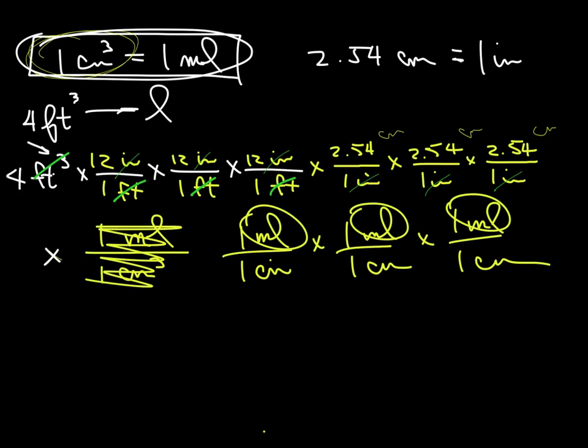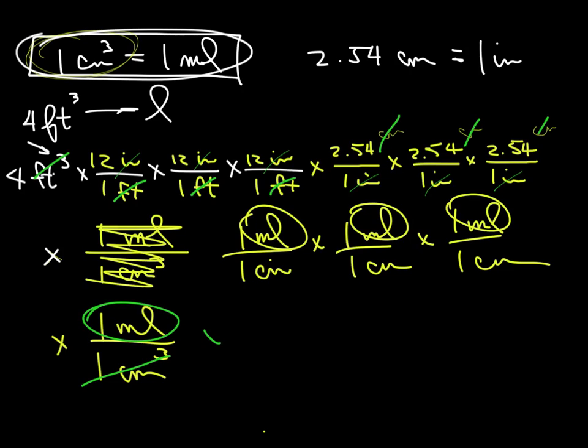So I would just leave it as 1 milliliter over 1 centimeter cubed, and then know that you have 3 centimeters down here that can cancel with each of these up here, and you're left with milliliters. And then you can just go ahead and change your milliliters to liters, and then that will cancel with that one. So that's what I would do.